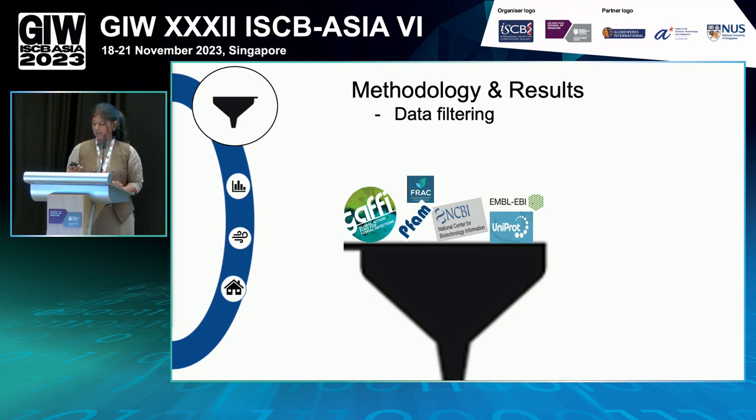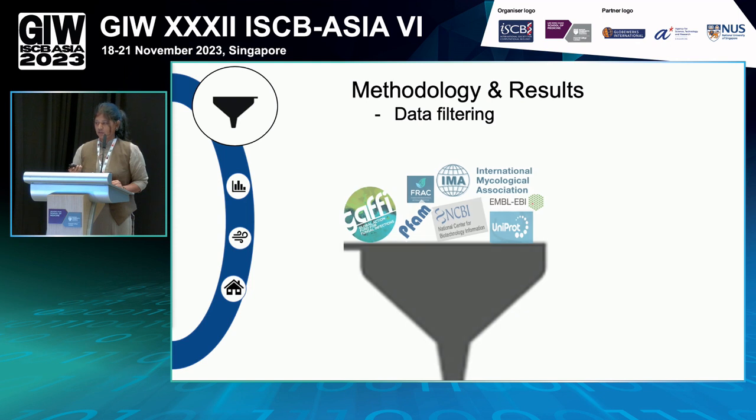All of us know NCBI, UniProt, EMBL, EBI, but some of these databases like GAFFI, that is Global Action Fund for Fungal Infections, are NGOs working for fungal infections and collecting data like this. This is FRAC, Fungal Resistance Action Committee. So all these bodies have publicly available repositories where we could extract clinically relevant data of fungal pathogens. So these were the sources through which we tried to streamline our data. And yes, IMA, International Mycological Association.